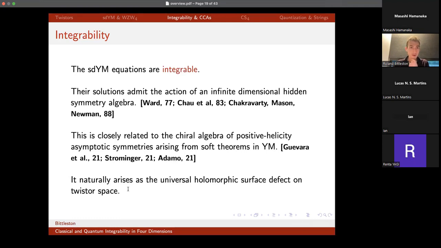And this arises in a very, very natural way from twistor space. In a sense, the twistor construction is making manifest the integrability of these theories on space-time. And a very nice way to see it is in terms of what I'm going to call the universal holomorphic surface defect. So this is the universal object which you can couple holomorphically to the theory on twistor space, which lives on a twistor line.